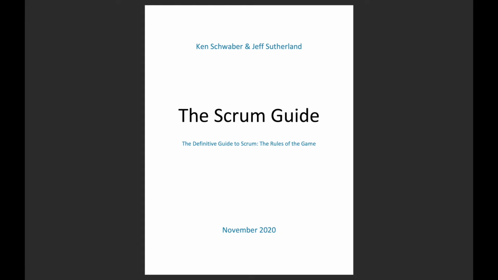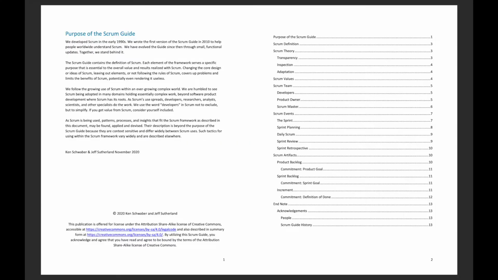Ken Schwaber and Jeff Sutherland, The Scrum Guide, The Definitive Guide to Scrum: The Rules of the Game, November 2020. Purpose of the Scrum Guide. We developed Scrum in the early 1990s. We wrote the first version of the Scrum Guide in 2010 to help people worldwide understand Scrum. We have evolved the guide since then through small functional updates. Together, we stand behind it.